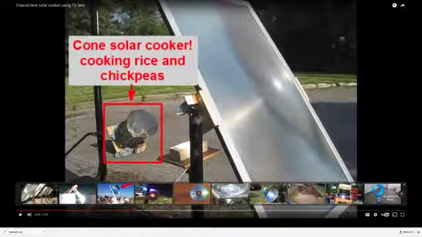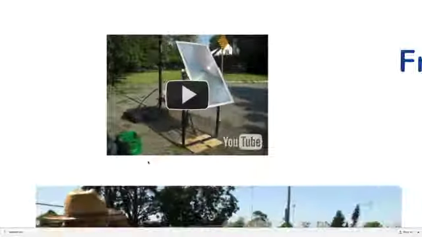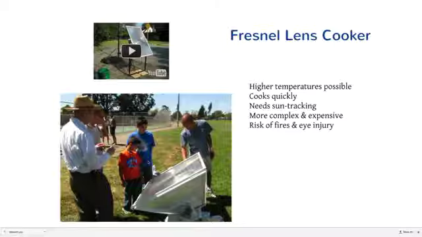And potentially it can be very cheap because of the way they make these Fresnel lenses. The most common use of Fresnel lenses used to be overhead projectors. I don't know if you ever saw them in your high school. You guys are probably young, but they had these Fresnel lenses, basically a piece of plexiglass with circular rings stamped on them. I used to have one, but lost it. But the idea is that they can be used to focus light. They basically suffer from the same problems as the other parabolic cookers. It gets very high temperatures, cooks very quickly, of course needs sun tracking, and is more complex and expensive, although I would say it's less complex than the parabolic. There is the risk of fire and injury.